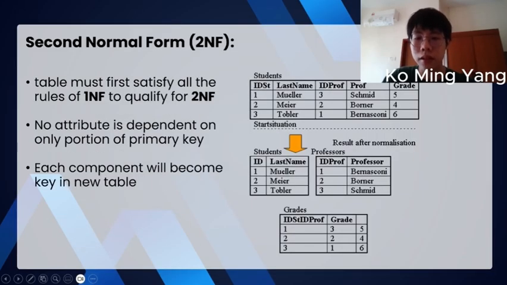Next, for the second normal form, the table must first satisfy all the rules of 1NF to qualify for 2NF. It removes attributes that depend on only a portion of the primary key. Each component will become a key in a new table. Here is the result for each component forming a new table.